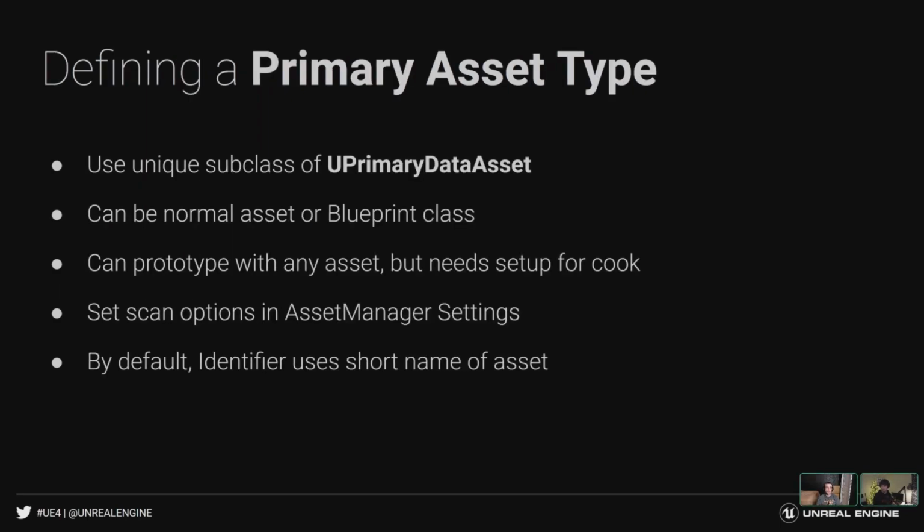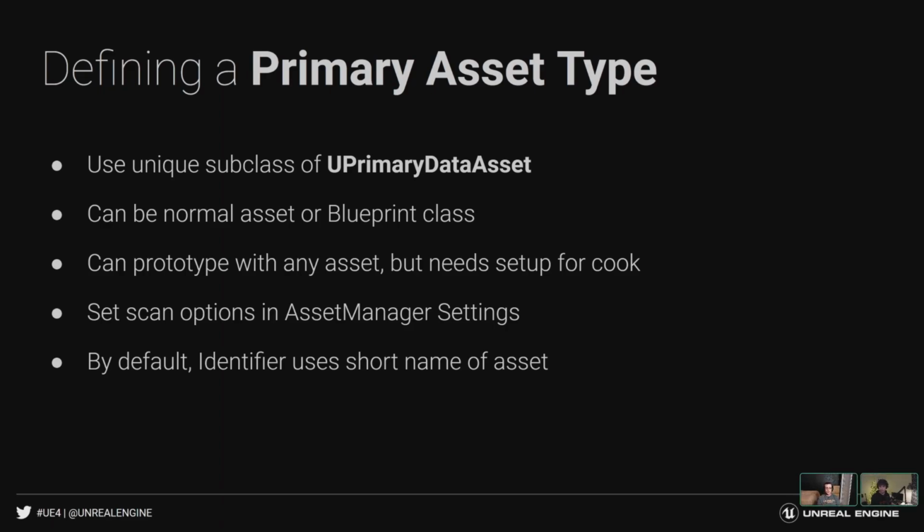Right, so to make a primary asset type, the easy way to do that is you just subclass UPrimaryDataAsset, which you can do from both a native class or just in the blueprint editor. That does all the work for you. You can also prototype with any asset you want using some settings that I'll get into in a second. But you need to adjust your settings if you want to use that method because it's a little slower. So it's preferred to use primary data asset or something like it.